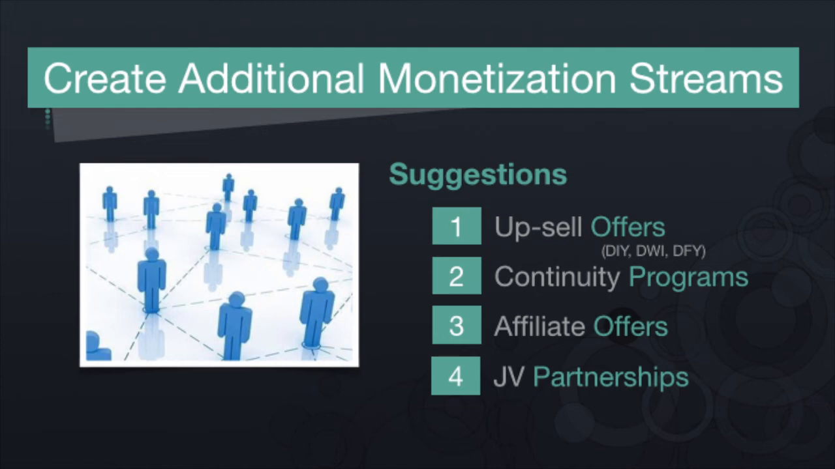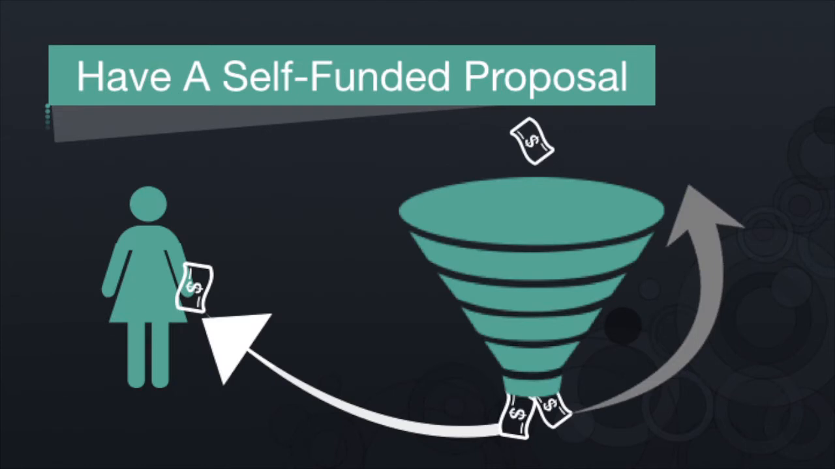In other words, for example, if you were in the baby diaper business and you were selling them diapers, they might also be interested in strollers. So there's always opportunity to have extra monetization. Now, why do you want to do that? Well, because you want to get to a point where you have a self-funded proposal.